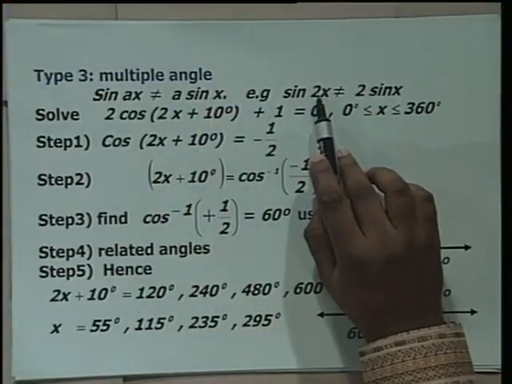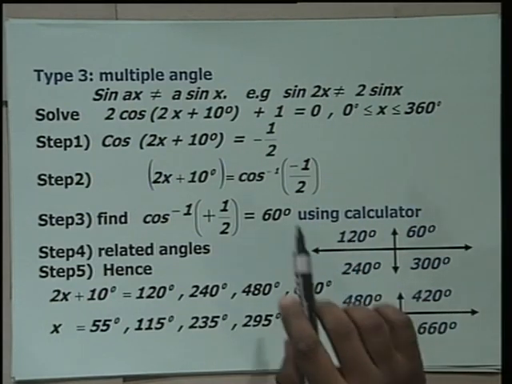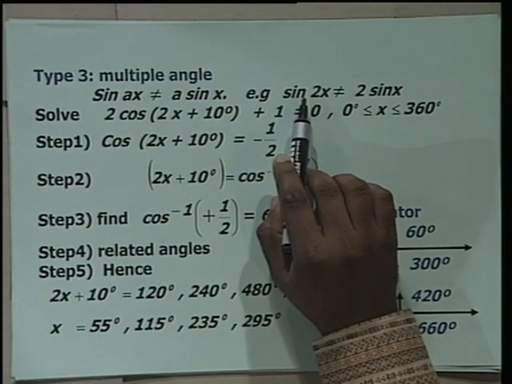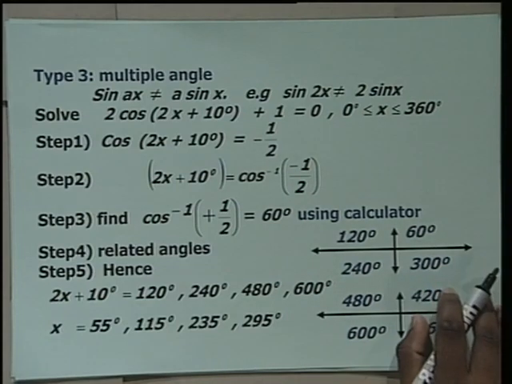So we are going to look at another type of equation, type 3. And here we'll look at multiple angles. Before we start, let me remind you that sine of ax is not equal to a sine x. For example, sine 2x is never equal to 2 sine x. So this is a mistake that you should never commit. Sine 2x is never equal to 2 sine x.